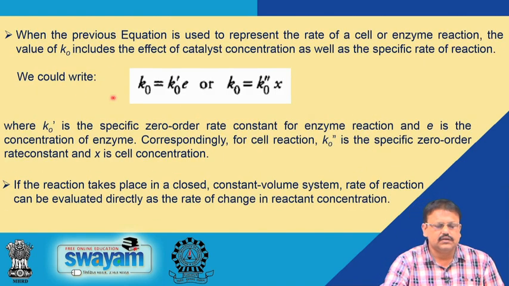So for the biological reaction this can be written as K0 equals K0 prime into E, where E is the enzyme concentration, or K0 equals K0 double prime into X, where X is the microbial concentration. Here K0 prime is the specific zero order rate constant for the enzyme reaction and E is the concentration of the enzyme. Correspondingly for the cell reaction, K0 double prime is the specific zero order rate constant and X is the cell concentration.